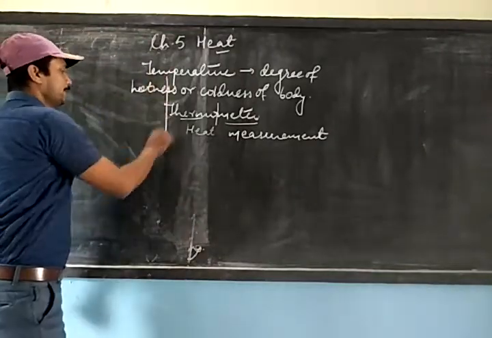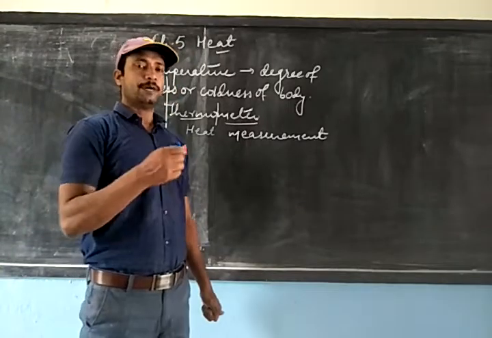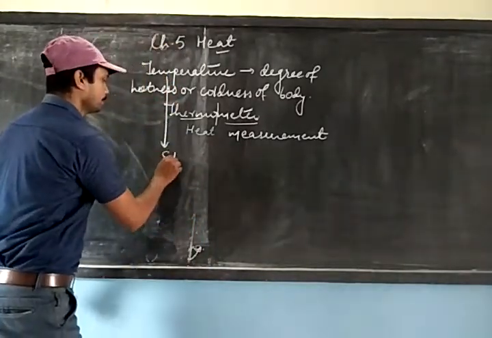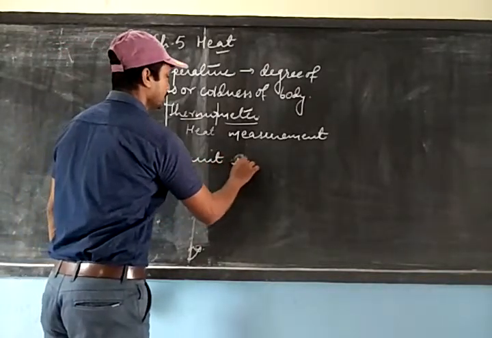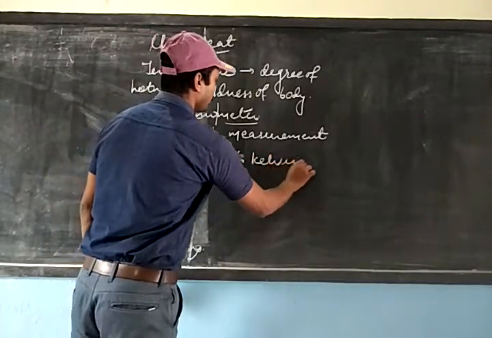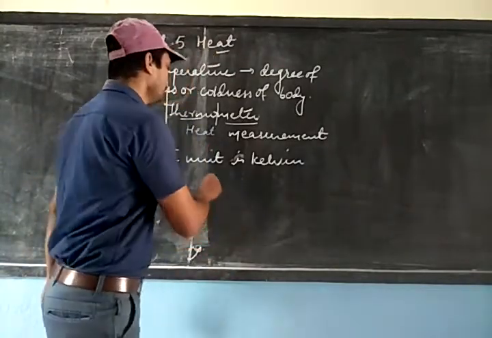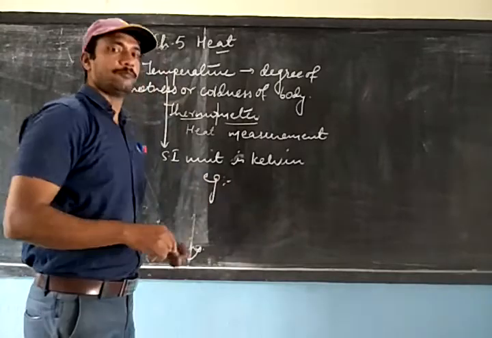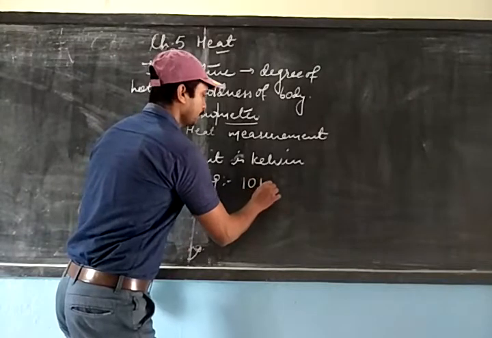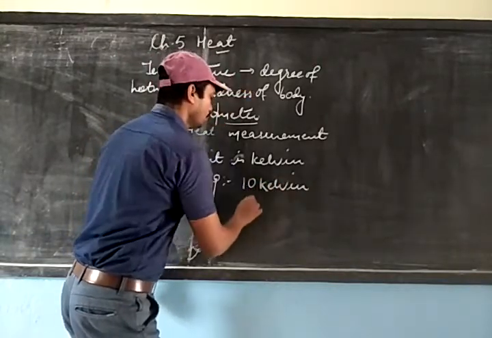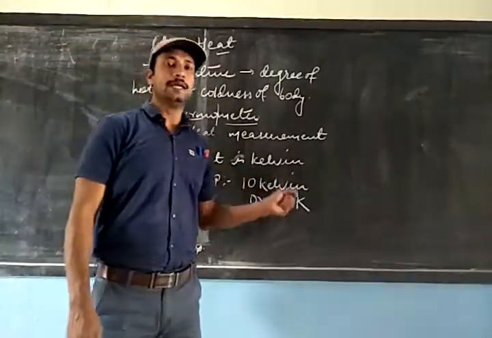Now, temperature has units like degree Celsius and degree Fahrenheit, but its SI unit is Kelvin. When you write Kelvin, we don't put a degree sign to it. For example, if a body has a temperature of 10 Kelvin, we write either 10 Kelvin or 10 K only. But we don't put any degree sign to it.